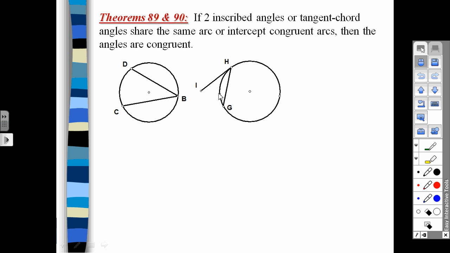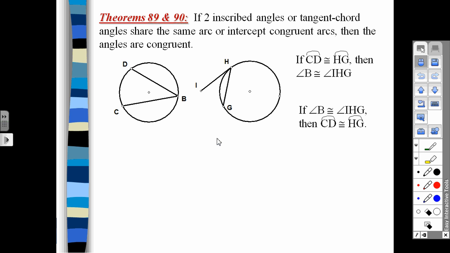the angles congruent. So in this example, say we knew that arc CD is congruent to arc HG, then we would be able to say that angle B is congruent to angle IHG. Likewise, you could go the other way. You could say if you know that these angles are congruent, so angle B congruent to angle IHG, then you would be able to say that the arcs are congruent.